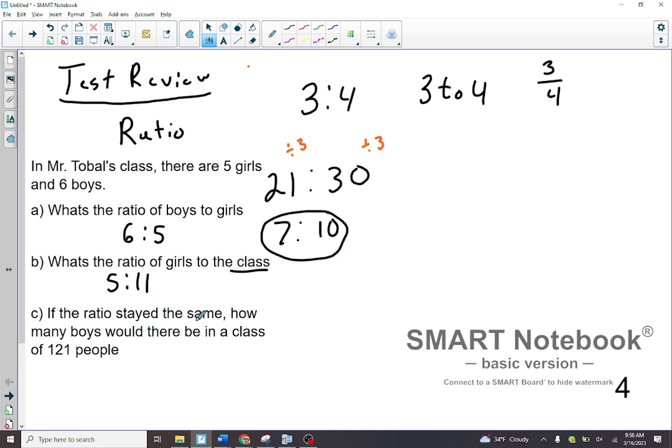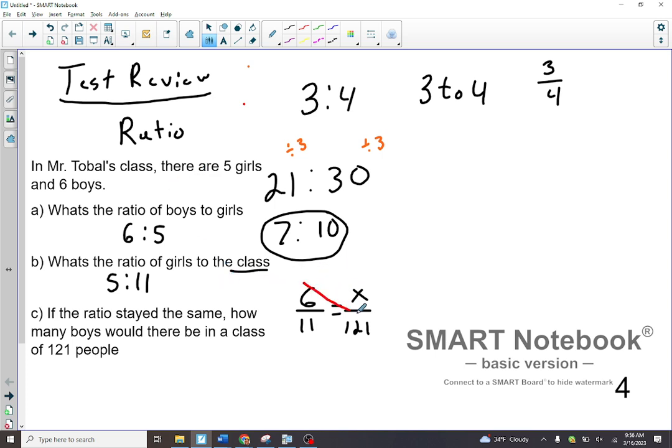Then, if the ratio stayed the same, how many boys would there be in a class of 121? So this is how you do it. You're going to set up a proportion. In our normal situation, there are 6 boys in an 11-person class. We want to figure out how many boys there would be in a 121-person class. So we set up the proportion like this: 6 over 11 equals x over 121. There's 11 total people in the normal class.